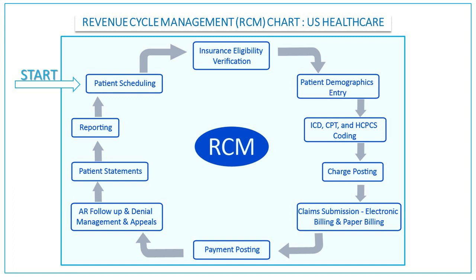Then the next step is to post the payment. Here you basically receive a correspondence from insurance and then you post the payment. After that you work on any denials or any appeals. Then you send a patient statement and the final step is reporting, and again you start with patient scheduling for the new patients. So this is how the cycle goes.